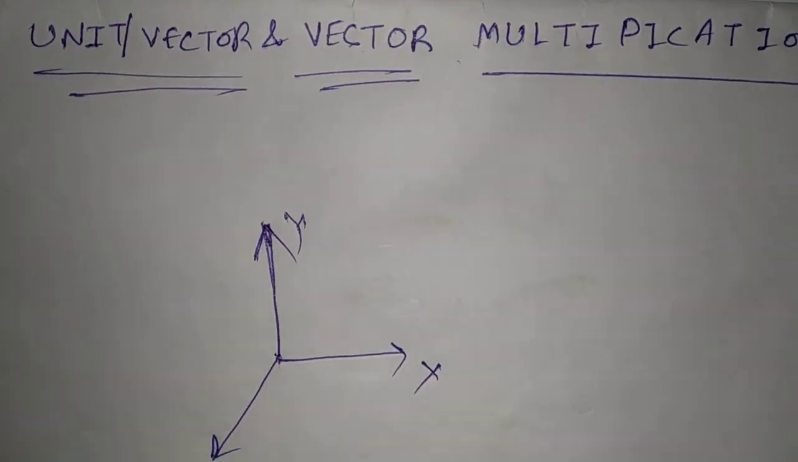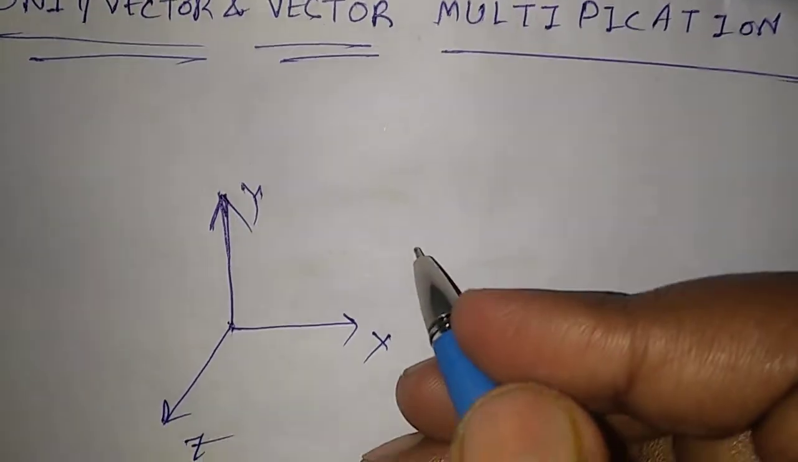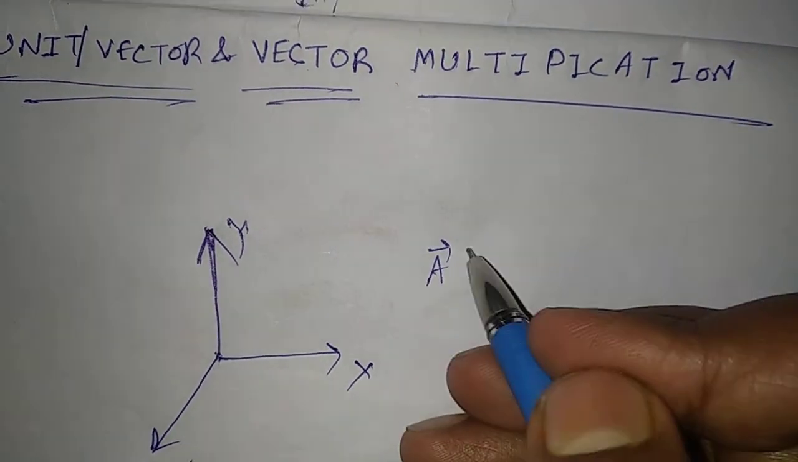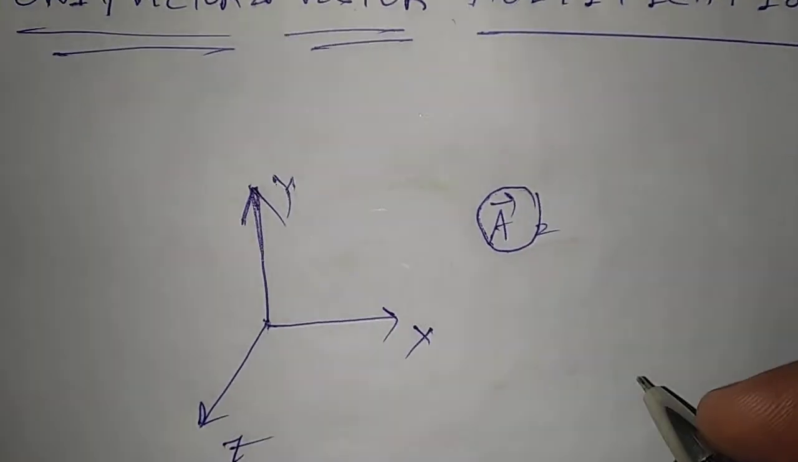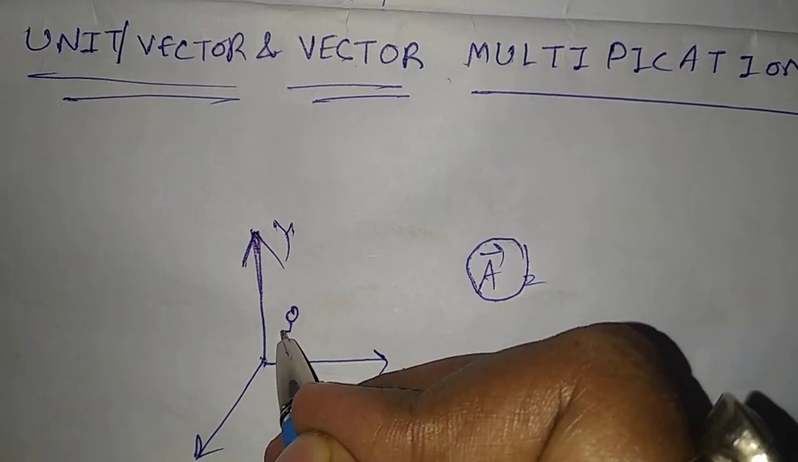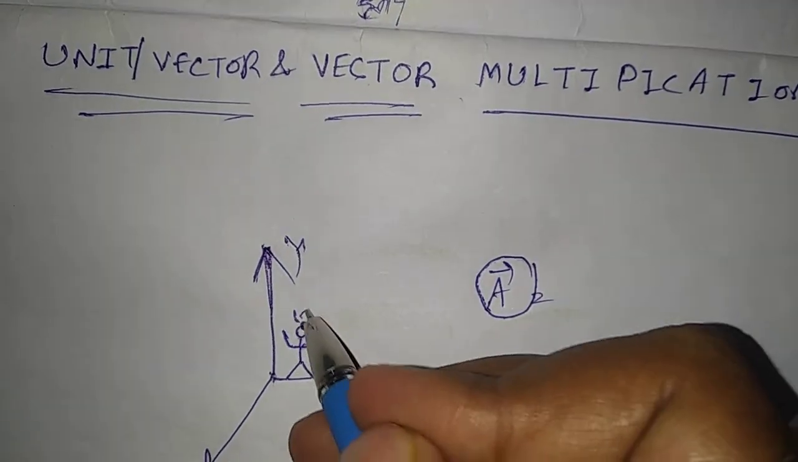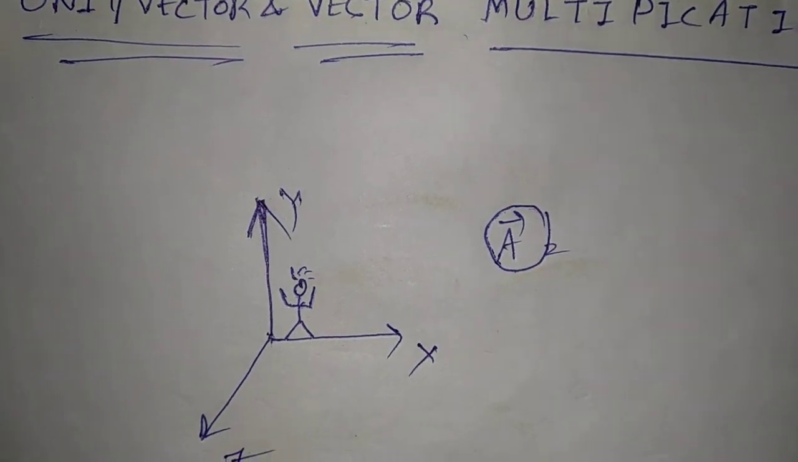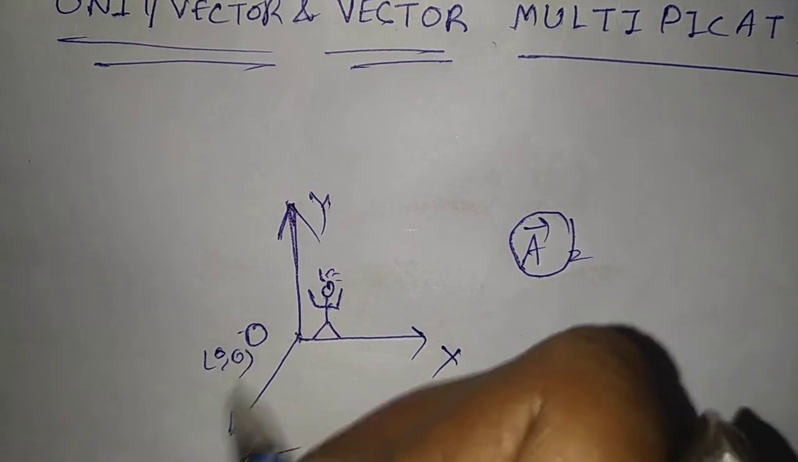y, z, and what I told you is that a vector A has magnitude and direction. Now a girl is standing here. A girl is standing here. Now it is given the name origin.